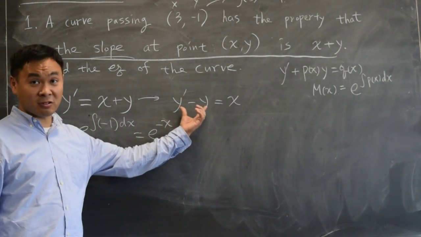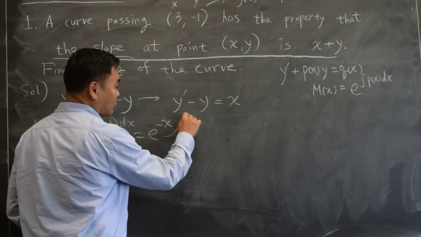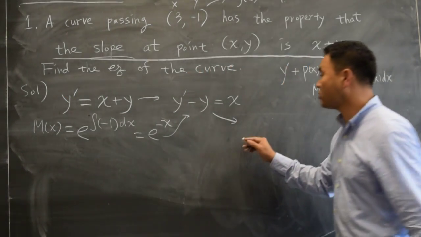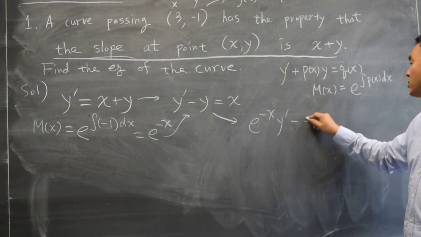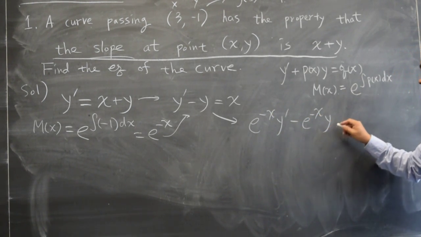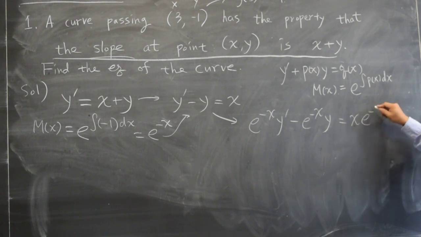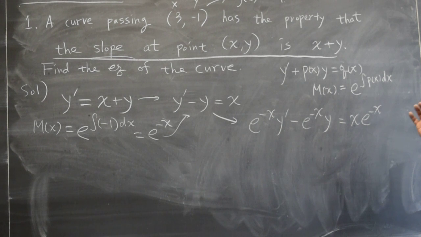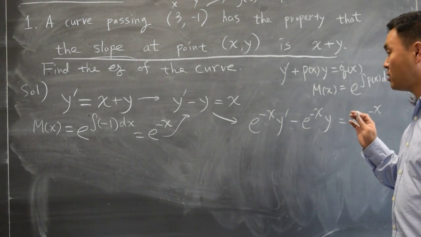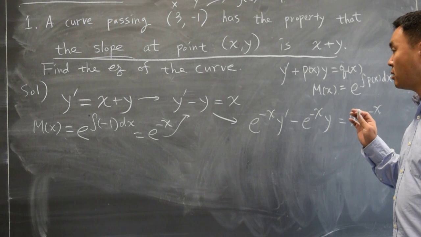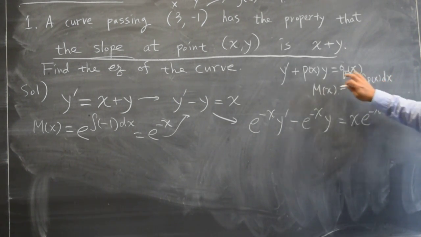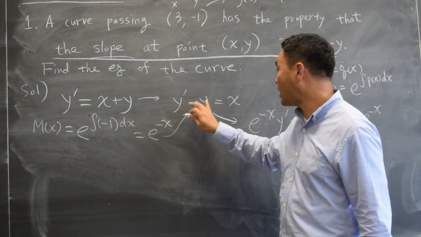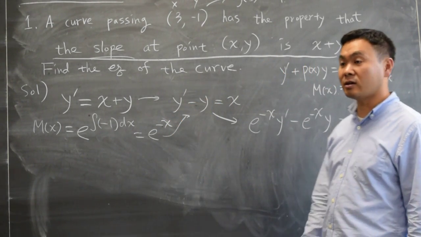You multiply to the standard form, right? So I'm going to multiply to the standard form, which gives us e to the negative x y prime minus e to the negative x y equals x times e to the negative x. So I multiply the multiplier to all of the terms. Shouldn't the multiplier be negative e to the negative x? No, it's always e to the integral of p(x), and this p(x) itself is -1. I include this -1 here. All right. Good. Thank you.